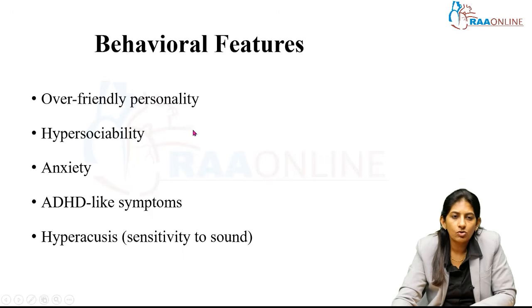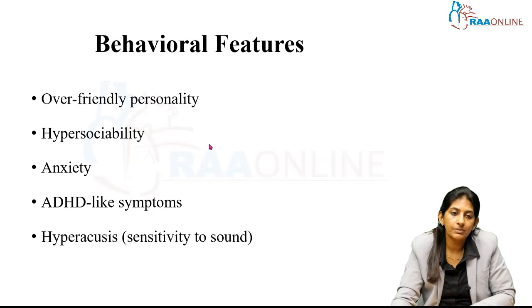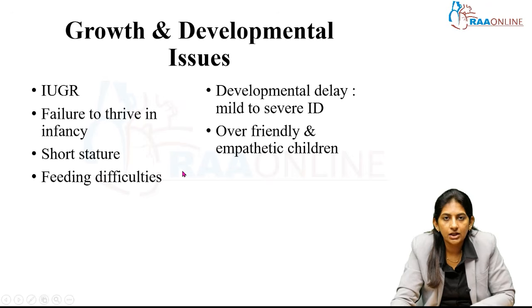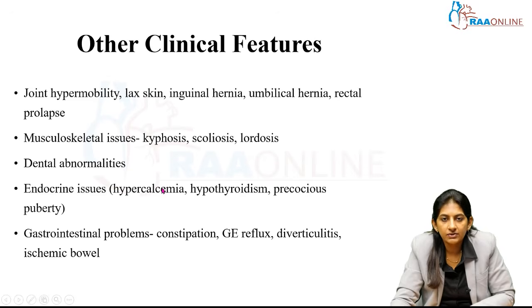Williams syndrome children are also very, very friendly, hypersociable children, just like happy puppets. Even Down syndrome children are very, very hypersociable. So these children are also like that, and they have growth and developmental issues like IUGR, failure to thrive, feeding difficulties, etc. Because of the elastin gene abnormalities, there is joint hypermobility, and the skin becomes very, very lax. They can have inguinal hernia, umbilical hernia, and rectal prolapse. They can also have spinal abnormalities.